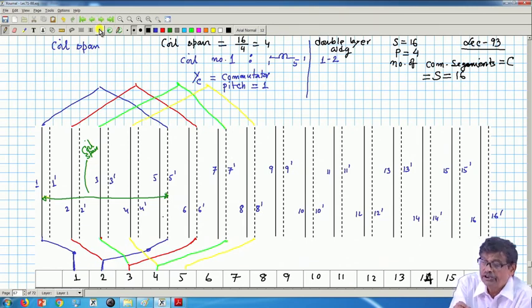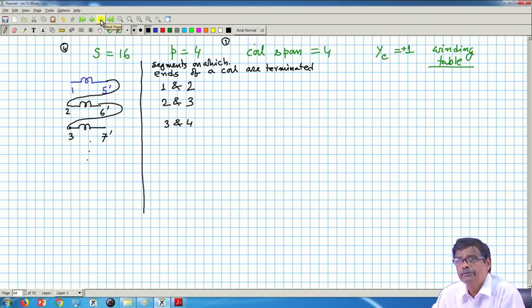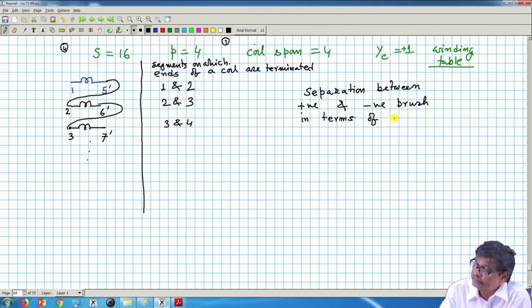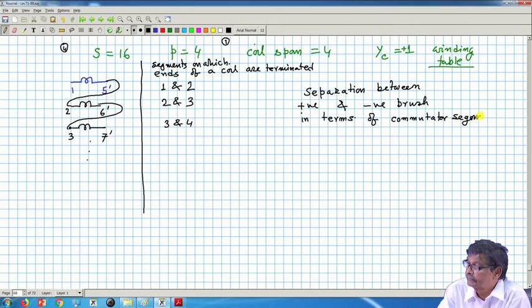One thing you must understand: after you complete this winding and put the brushes, the separation between the brushes in terms of commutator segments, how many commutator segments should it be? The separation between the positive and negative brush, in terms of commutator segment number, should be equal to how many? C by P. C is equal to S, that is okay.